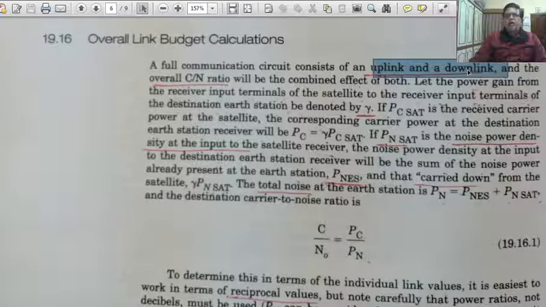because both contribute to the overall link budget calculations, and the overall C/N ratio will be the combined effect of both. Let the power gain from the receiver input terminals of the satellite to the receiver input terminals of the destination earth station be denoted by gamma. If PC_sat is the received carrier power at the satellite, the corresponding carrier power at the destination earth station receiver will be PC equal to gamma PC_sat.